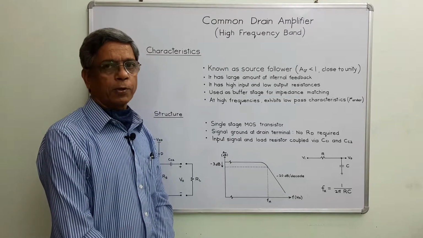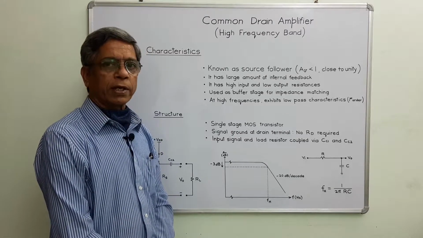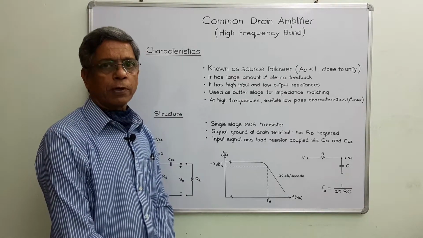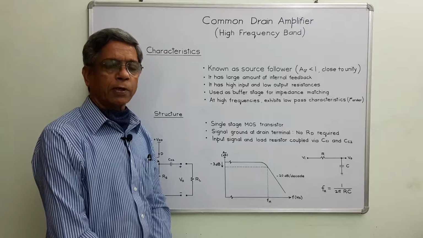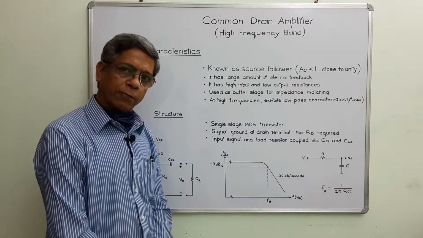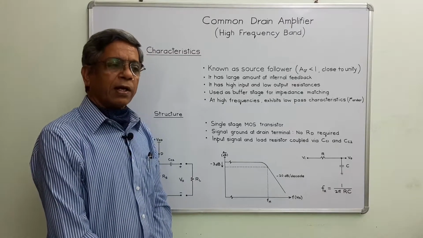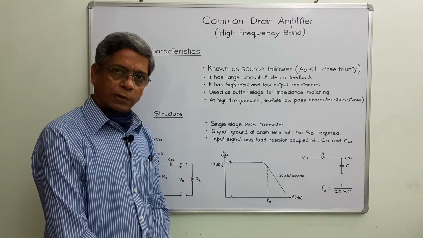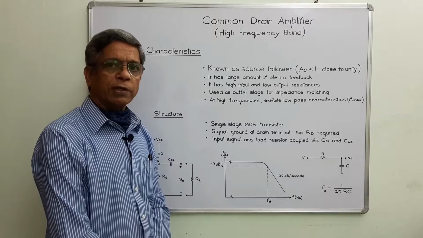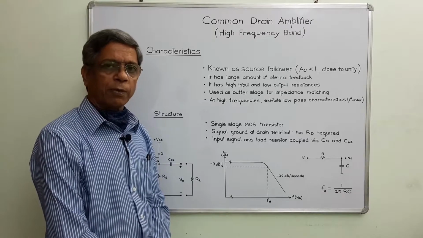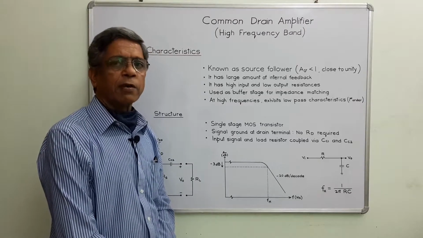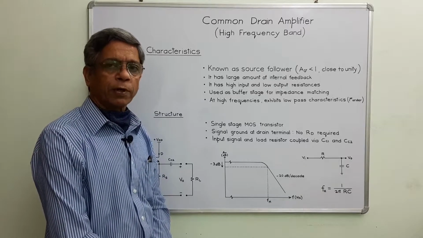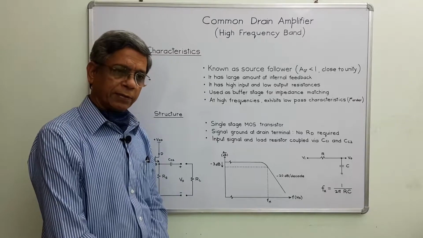This lecture is all about the common drain amplifier working at the high frequency band. I'll explain and derive the expression for the upper 3 dB frequency for the common drain amplifier at high frequency range. Here I refer to my earlier lecture number 13 for the development of the high frequency small signal equivalent circuit for MOSFET based amplifiers and various methods for the determination of upper 3 dB frequencies for MOSFET based amplifiers.